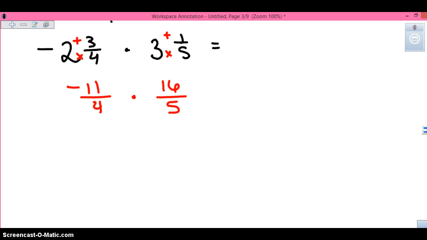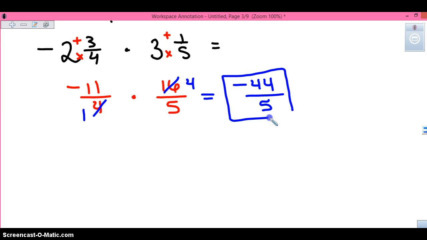At this point, we can ask ourselves, can we divide out a common factor? Can we cross cancel? Yes. 4 goes into 4 once, and 4 goes into 16 4 times. And now can we cross cancel negative 11 and 5? No. So negative 11 times 4 is negative 44, and 5 times 1 is 5. This will be our answer as an improper fraction.